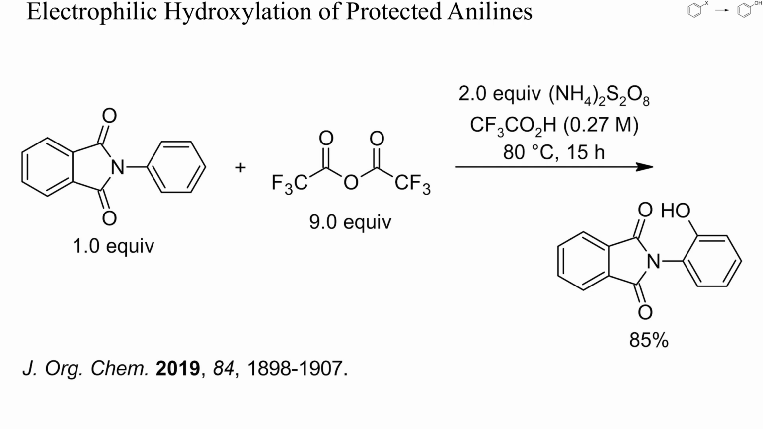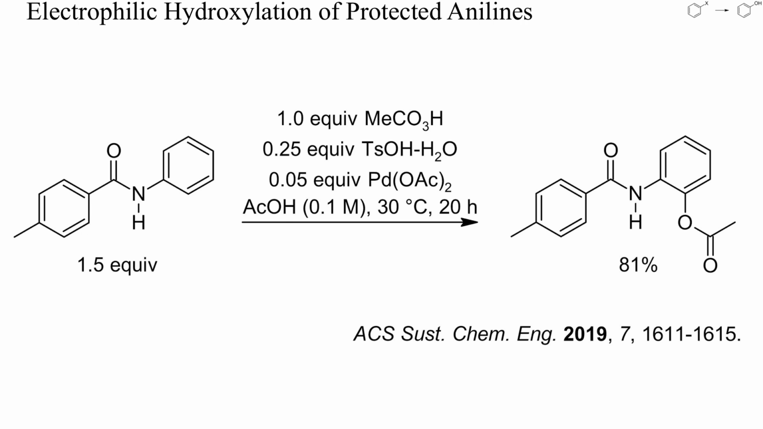N-phenylphthalimide can be hydroxylated with a mixture of oxone and trifluoroacetic anhydride. Again, ortho-hydroxylation was the main outcome, despite the steric bulk of the phthalimido group. In this example, 5% of palladium acetate was added as catalyst and the oxidant was peracetic acid. An ortho-hydroxylated anilide resulted as the main product.